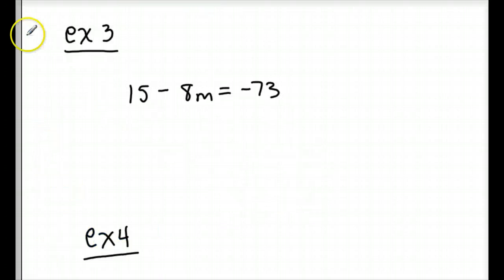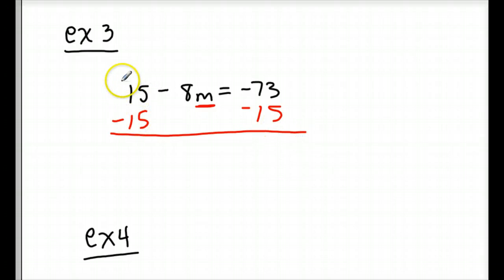All right, example 3. Example 3, same thing as yesterday, only this time our numbers come first. We want to get, in this case, the m alone. Again, all these examples are on page 3.7 that you'll be getting. So we want to subtract 15 from both sides. 15 minus 15 is 0. We have negative 8m left over here.